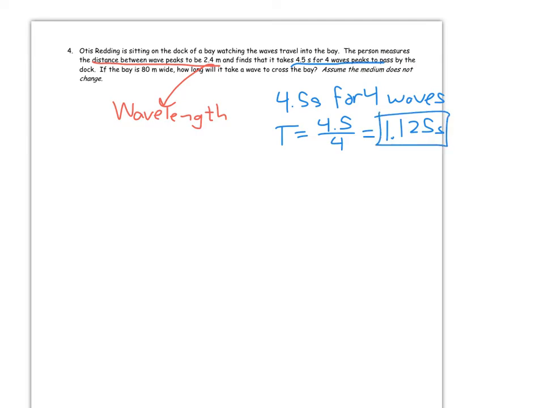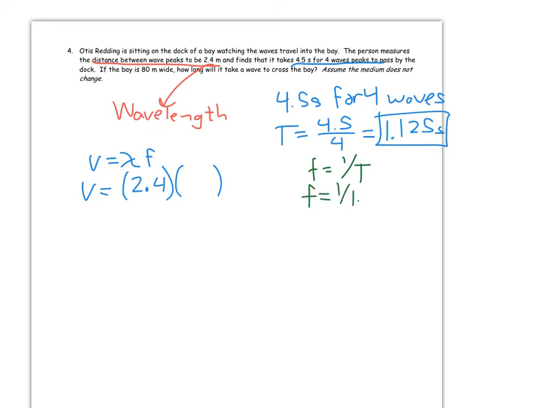And we ultimately want to know how long it will take these waves to cross the bay. But what I'm going to find first is the velocity of my wave here. Okay? And so the way we find velocity of a wave is velocity is wavelength times frequency. We know our wavelength is this 2.4 meters. We can then solve for our frequency using the period that I just found. So frequency is 1 over the period.